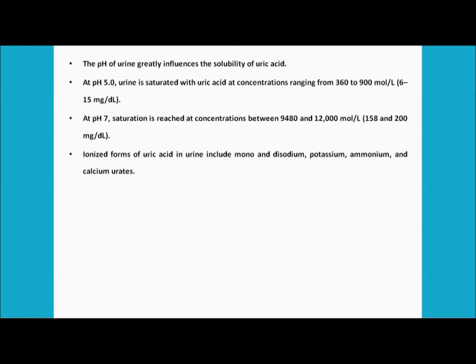Moreover, the ionized form of the uric acid in the urine is an important thing. What are the ionized forms? It is generally the mono and disodium, potassium, ammonium and calcium urates. So in this form you can find the uric acid in the body. These are the mono, disodium or potassium or ammonium or calcium urates, means they are forming the salts, right?